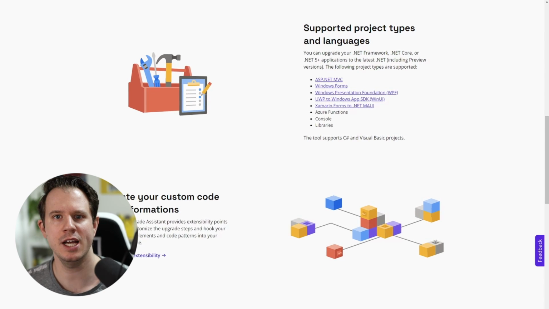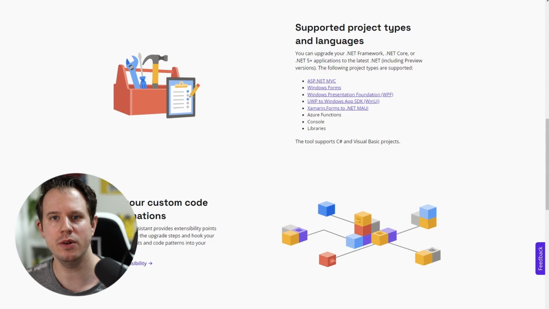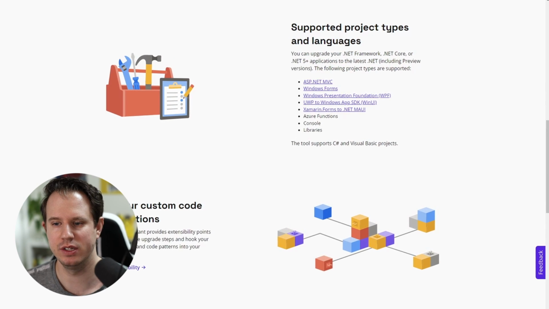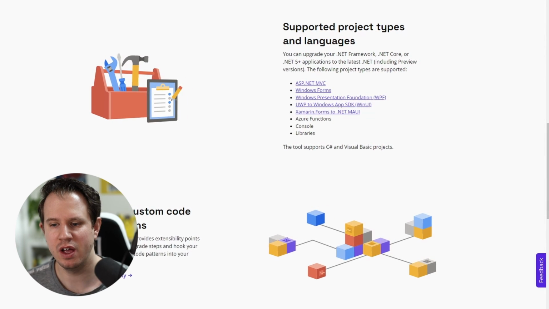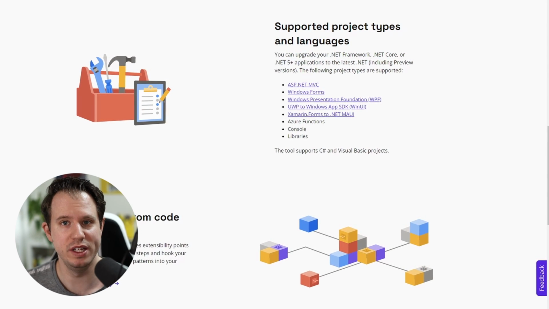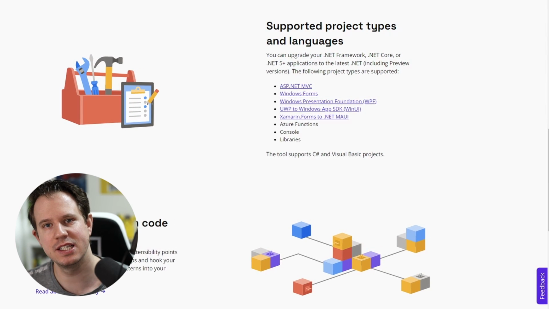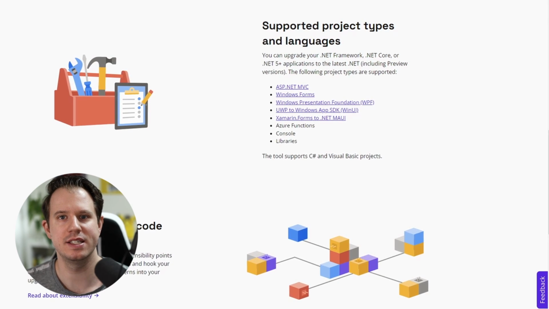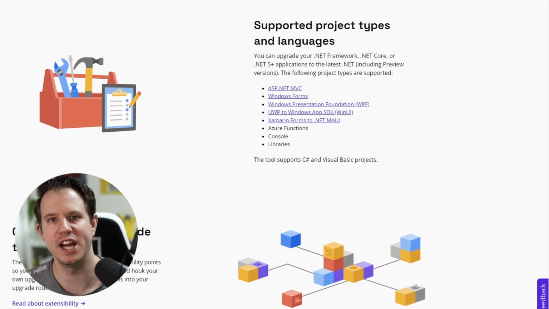Before we learn where to get the .NET Upgrade Assistant and how to use it, let's quickly take a look at what type of .NET applications it helps migrate. It currently supports the following type of applications: ASP.NET MVC, Windows Forms, Windows Presentation Foundation WPF, console apps, UWP apps to Windows App SDK, which is WinUI, Xamarin Forms to .NET MAUI, Azure Functions, and class libraries. The .NET Upgrade Assistant can not only migrate C#, but also Visual Basic .NET projects.